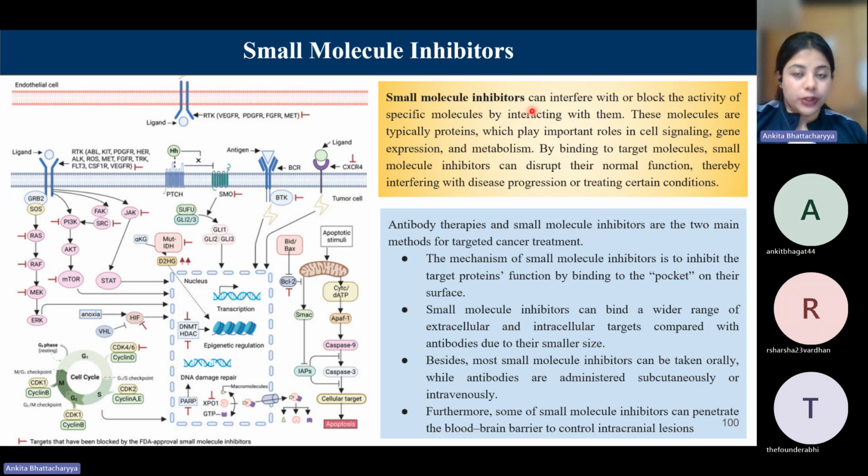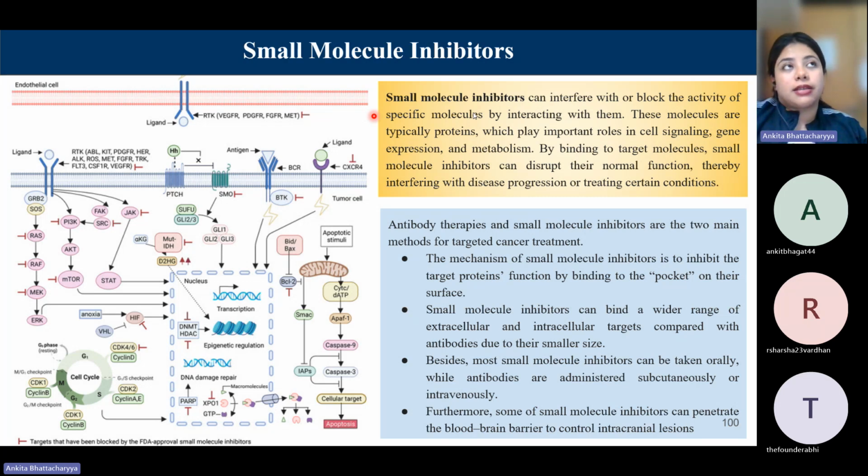So small molecule inhibitors are a class of drugs which can interfere with or block the activity of some specific molecules by interacting with them. These molecules are typically proteins, and they usually play very important roles in cell signaling, gene expression, and metabolism. By binding to the target molecules, SMIs are able to disrupt their normal function, thereby interfering with disease progression, or they can treat certain conditions. Okay, so this is the basic idea. They'll bind to something, and then they'll basically interrupt a certain process.